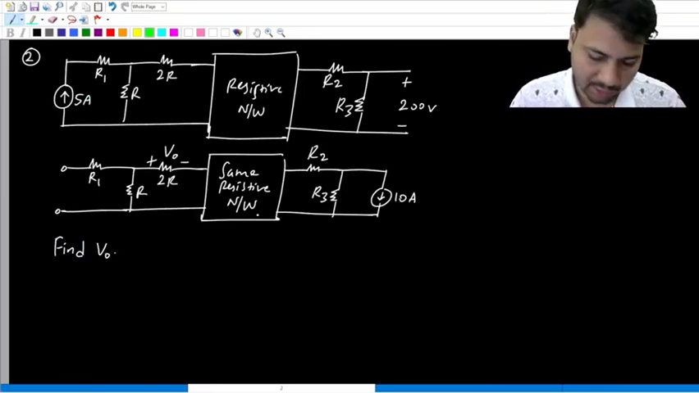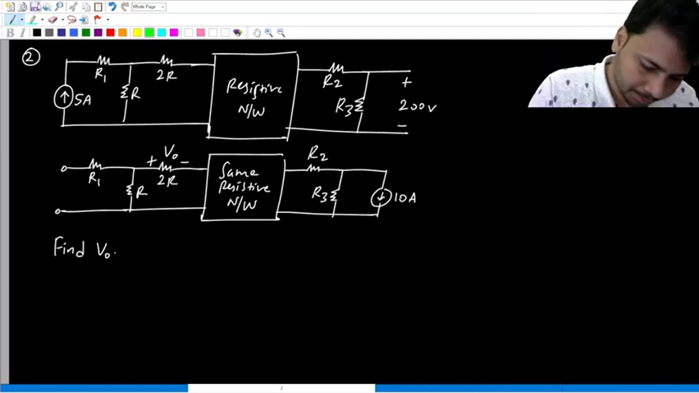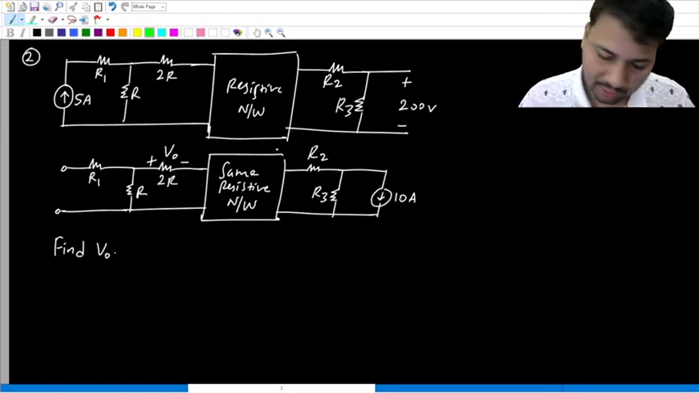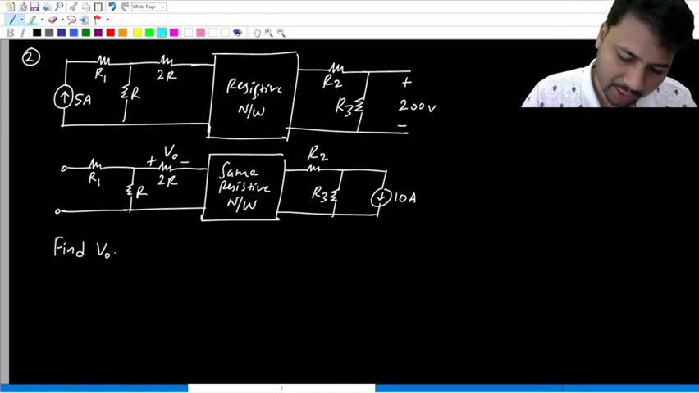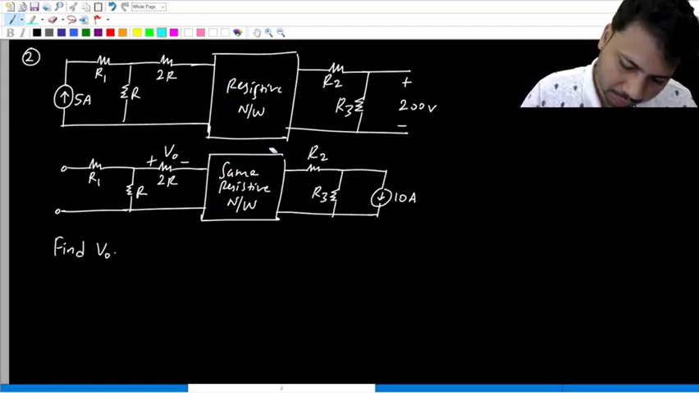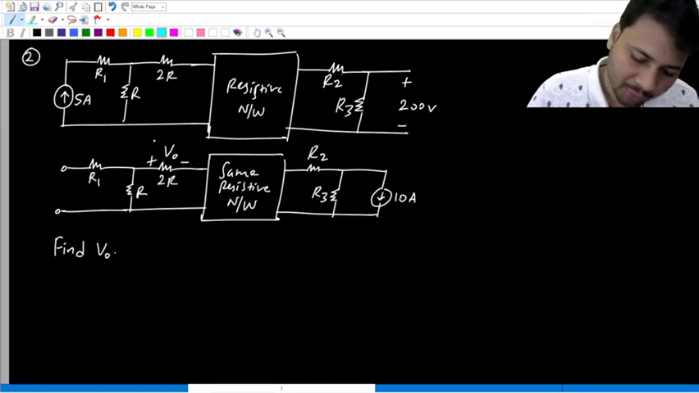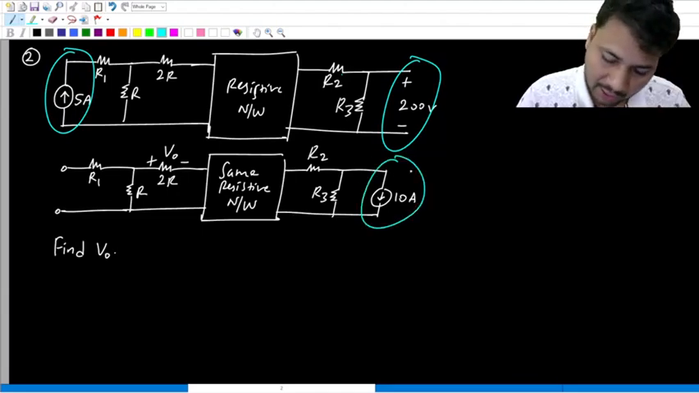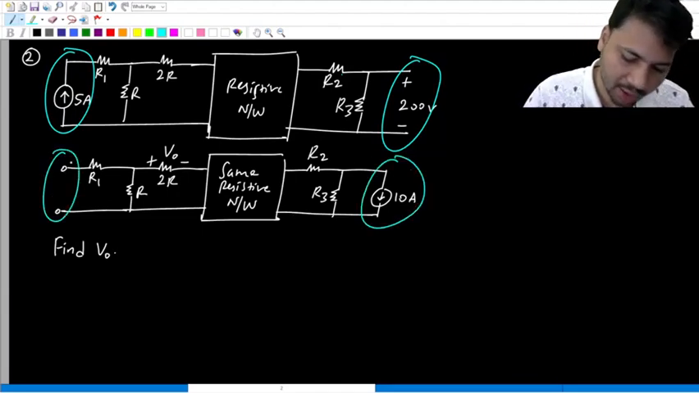Alright, please look at the second problem. So once again we have two networks. Both the networks are almost identical. This box, both are identical. Yes. R2, R3, here also R2, R3, 2R, R, 2R, R, R1, R1. Okay, all are identical. In the first circuit, there is only one independent source, that is this 5 ampere current source. And here we have an open circuit. In the second circuit, here we have a current source, and here we have an open circuit.